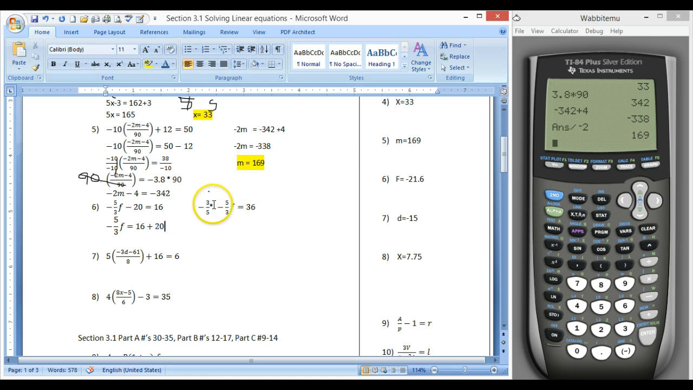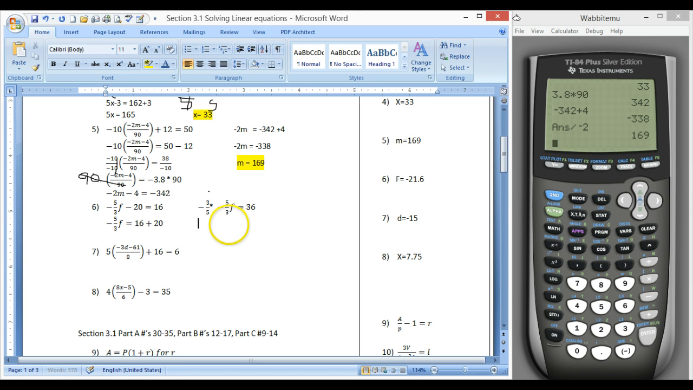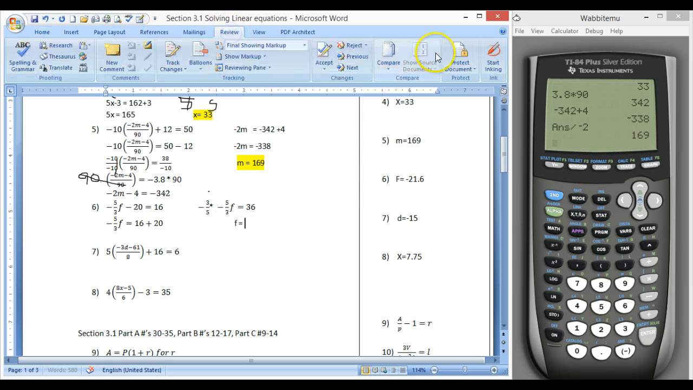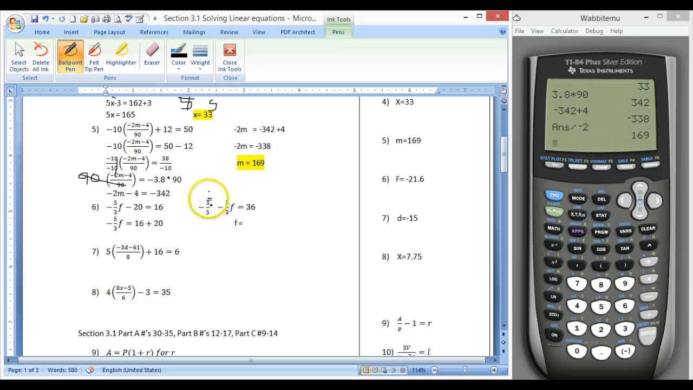Why? Because a negative times a negative is positive, and that's what I want. I want this f to be all alone by itself. Isolating the variable is our goal. So f equals, and just to show that this really does cancel out, 3 divided by 3 is 1. 5 divided by 5 is also 1. 1 times 1 is 1. And a negative times a negative is positive, so the only thing left over here is 1 times f, or just f.